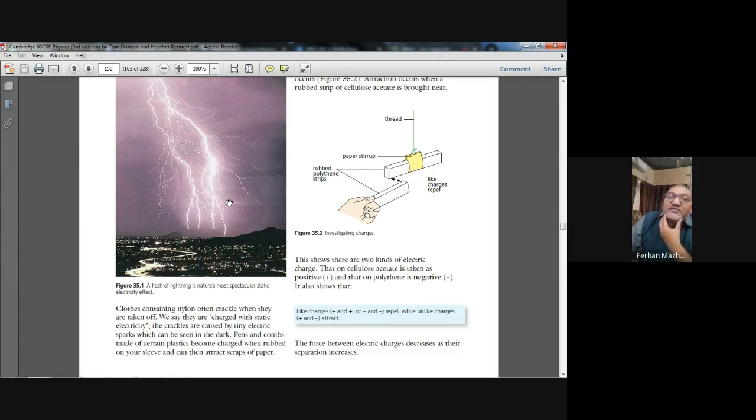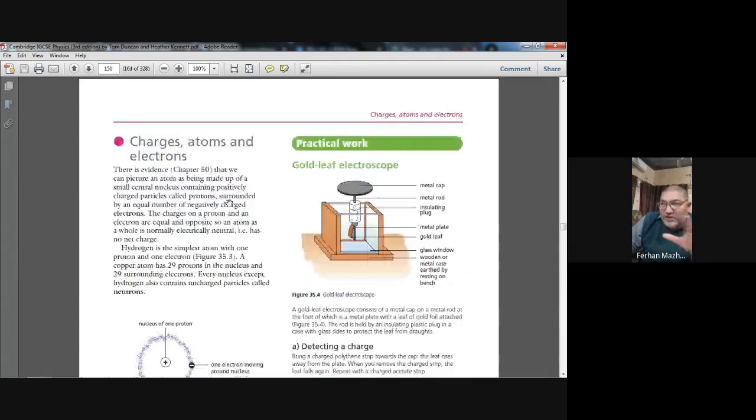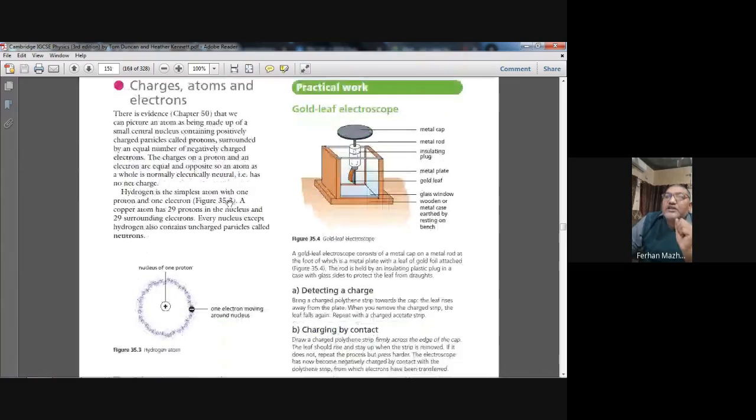Before we go into further discussion, let me introduce another concept: every atom has negative charge and positive charge in it. The positive charge is in the form of protons, and they are inside the nucleus. So in an atom, we have a nucleus in the center.